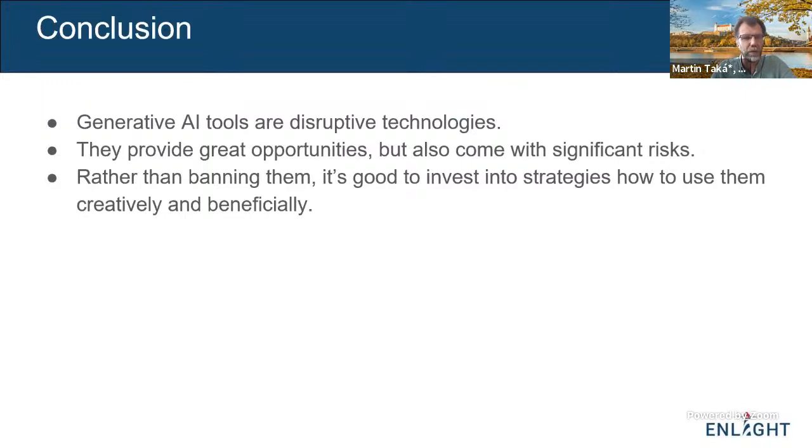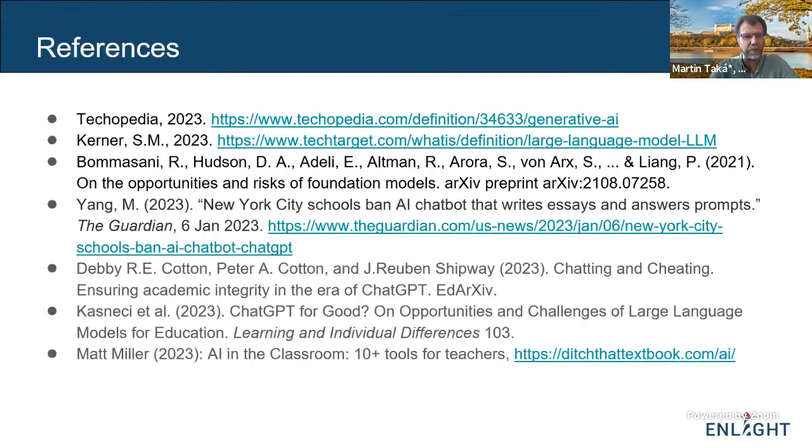And I will conclude my talk with the acknowledgement that these tools are disruptive technologies. They have big potential to cause changes in the society, but rather than banning them, it's good to invest into strategy, how to use them creatively and beneficially. And that's the end of my talk. And with that, I thank you for your attention.